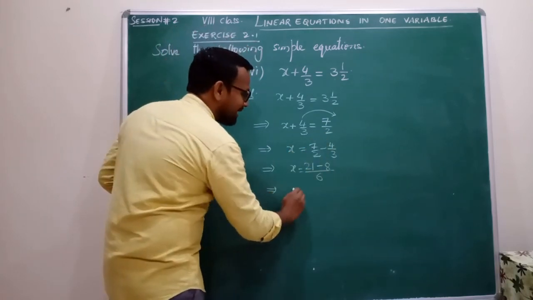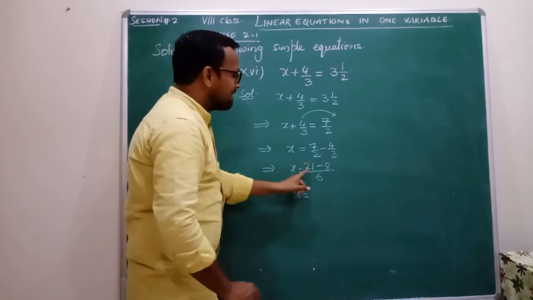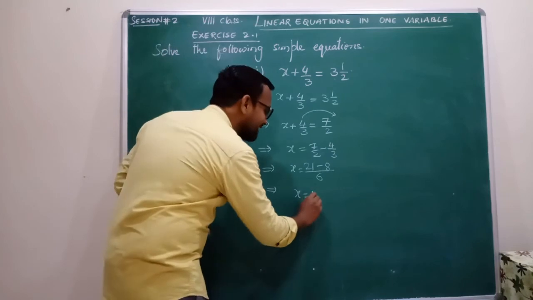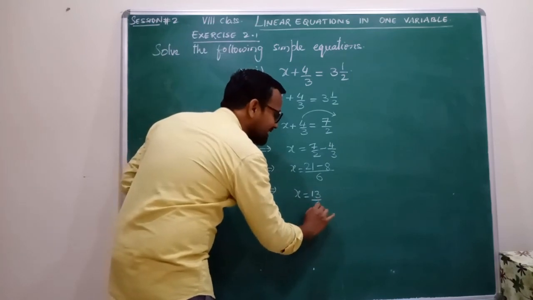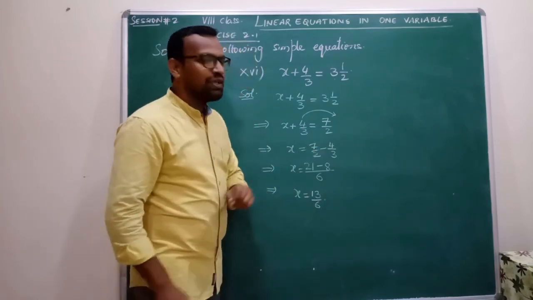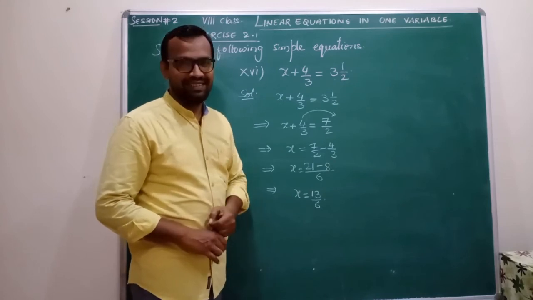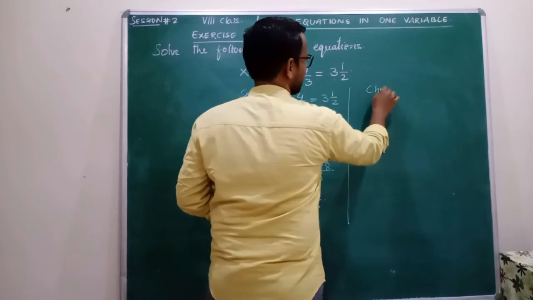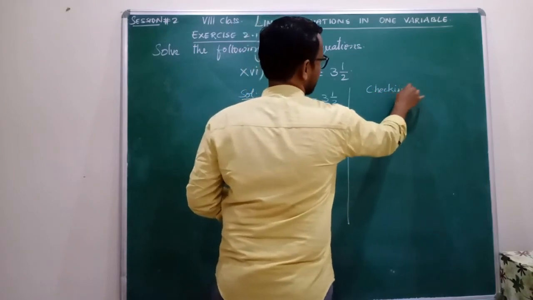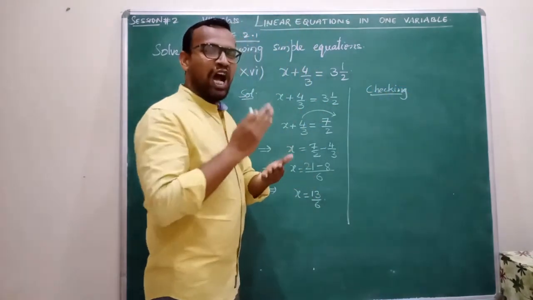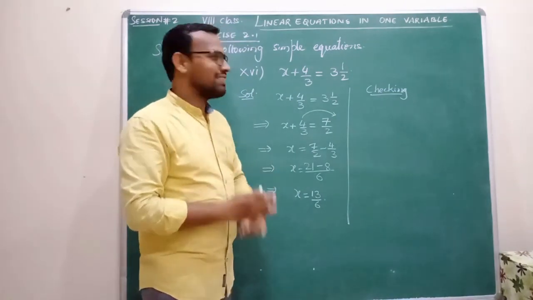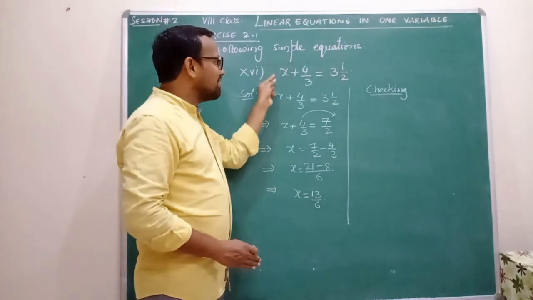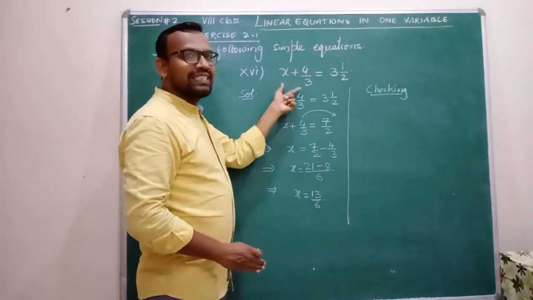That implies x is equal to 21 minus 8. How much it is? Yes, it is 13 by 6. So x value we got as 13 by 6. Let us check. How are we going to do that? Simple. We'll take LHS of the equation and substitute the value of variable and simplify.